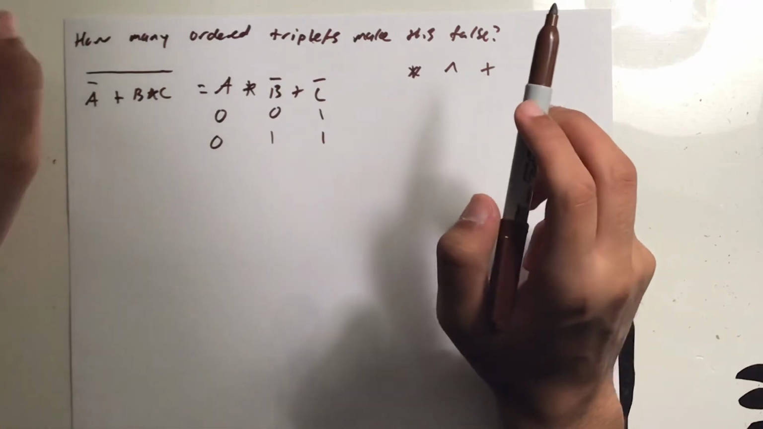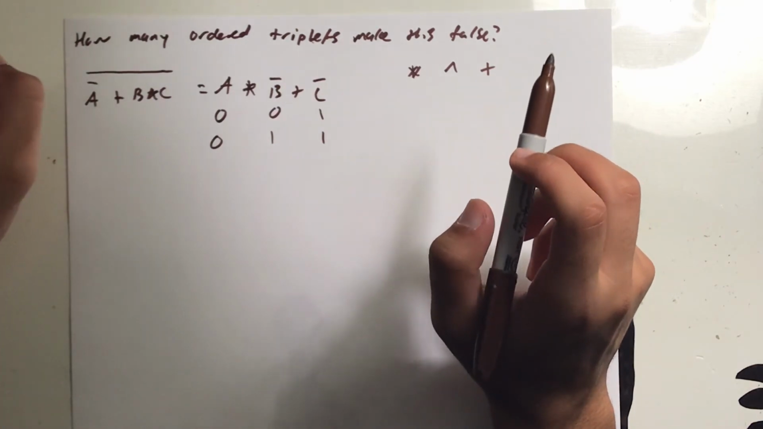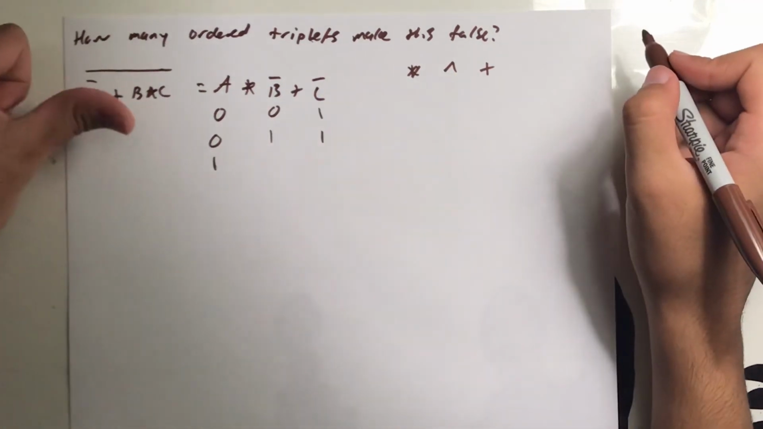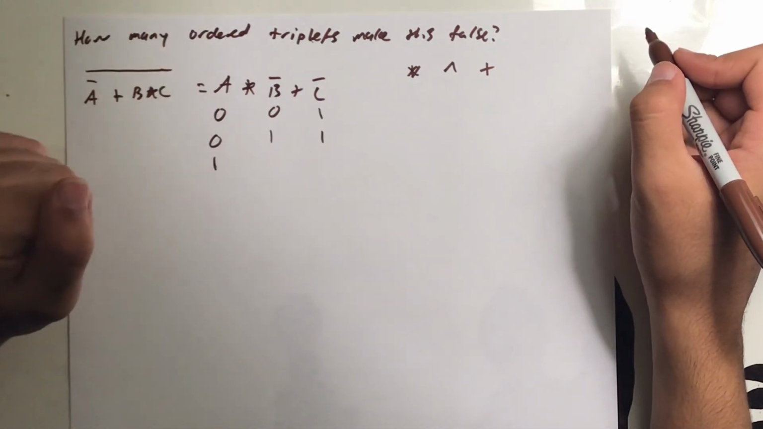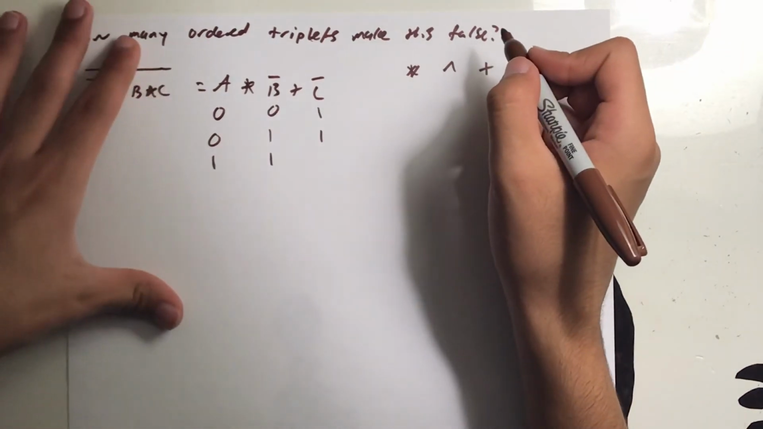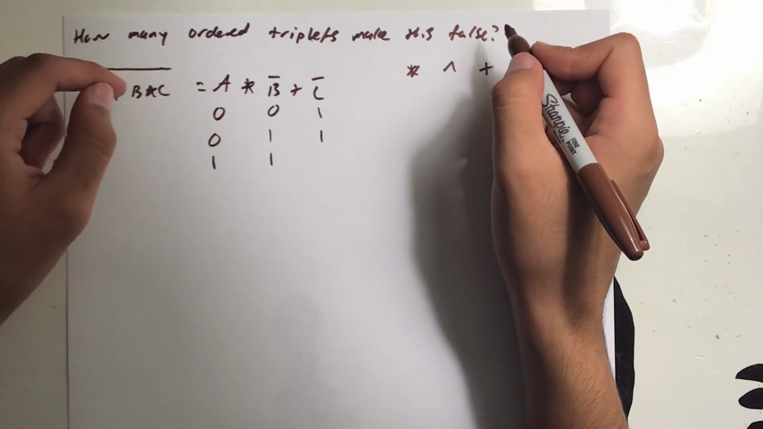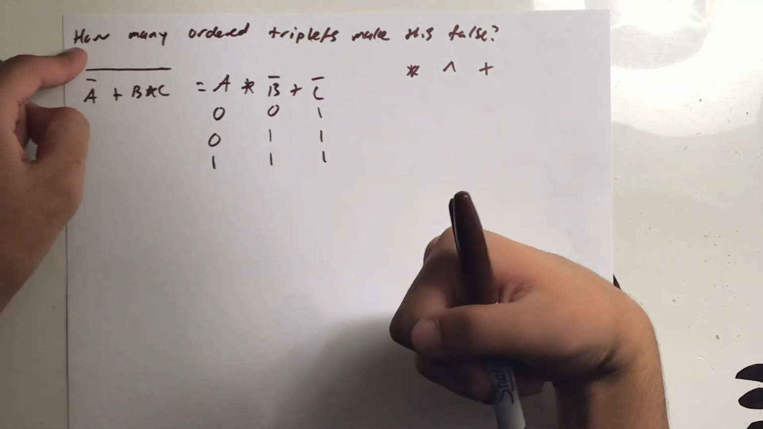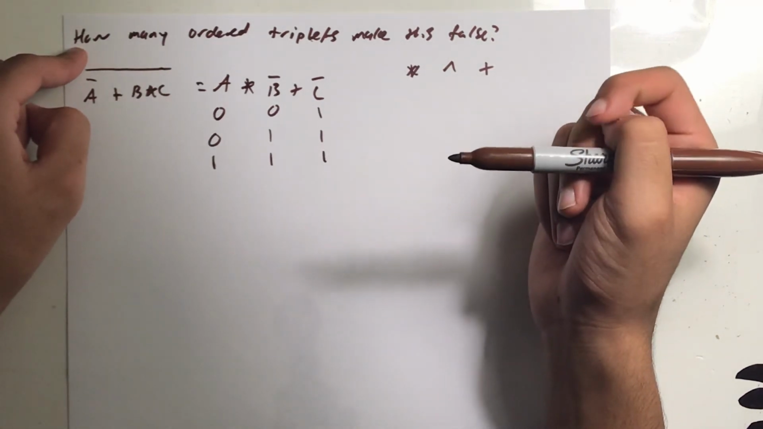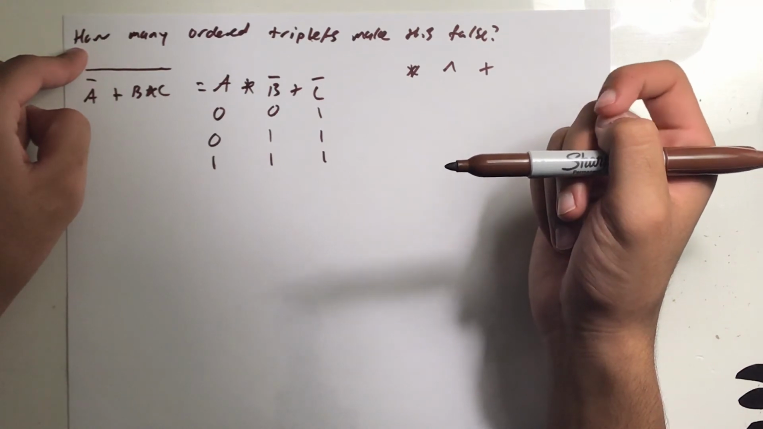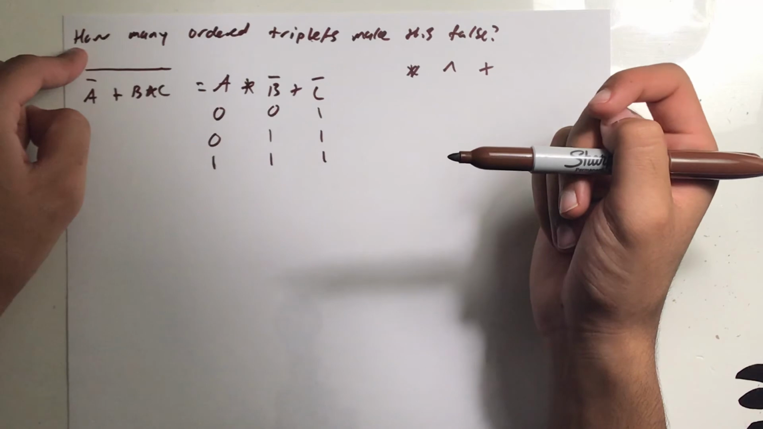Now, let's say A was true. Well, we need B to be true. Why do we need B to be true? Because not true is false, and anything and false will be false. And now we still need C to be true because we want the whole thing to be false. We can also have 0, 1, 0, 0.